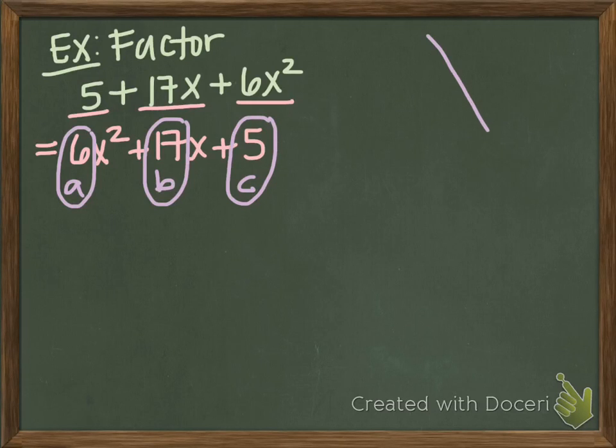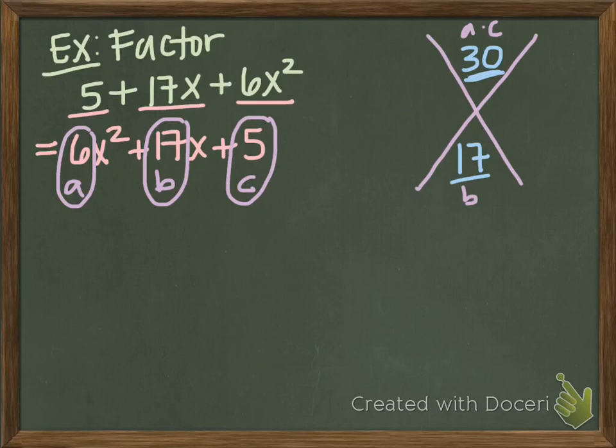Step 3, let's go ahead and set up our X. A times C at the top, B at the bottom. And hopefully by now you're able to go through the steps a little bit faster without having to think so much. You might even be able to eliminate steps or do some steps together when you get good at this. A times C is 6 times 5, which is 30 in the top, and B is 17 in the bottom. So step 4, what are two numbers that multiply to make 30 but add to make 17?